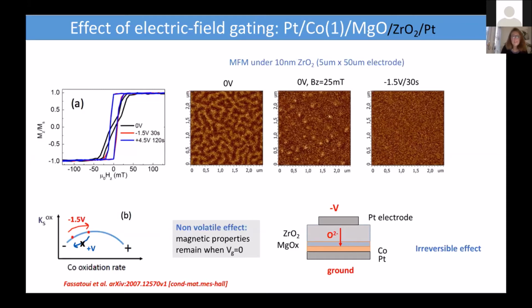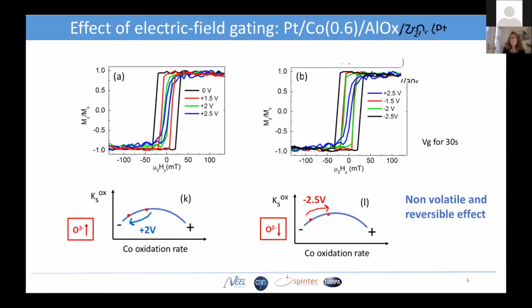So the next system that we worked on is platinum cobalt aluminum oxide, again with 10 nanometers of zirconium oxide deposited on top, and the platinum electrode. In this case, the cobalt thickness is only 0.6 nanometers, so that the sample has a stronger perpendicular anisotropy, so it has this square loop.